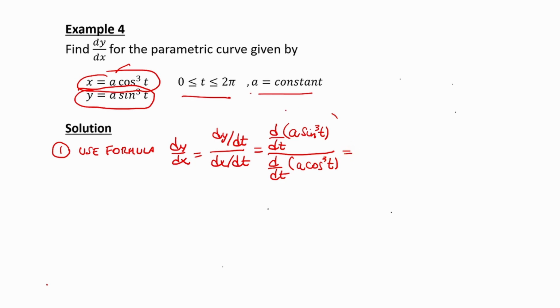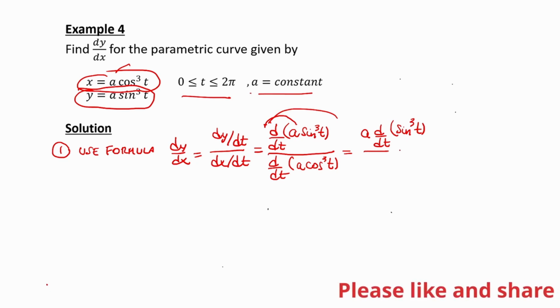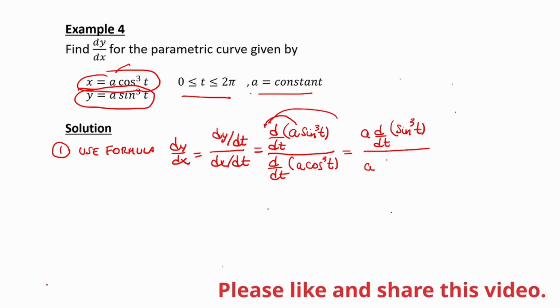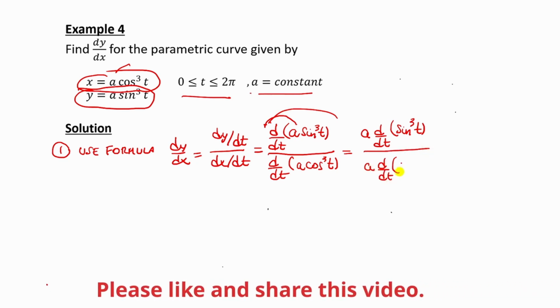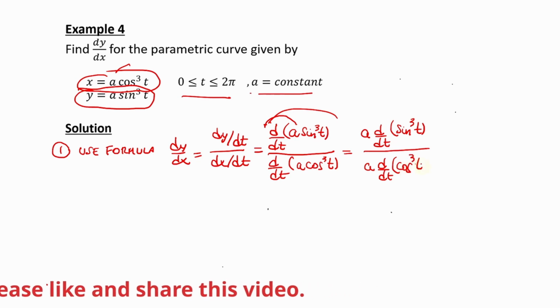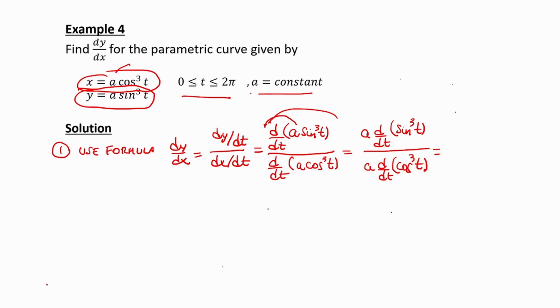Now, on the numerator here, the derivative of a sine cube of t. Since a is a constant, we can just remove it from the parentheses, and it will be a, the constant, times the derivative of sine cube of t. On the denominator, it will be a times the derivative of cosine cube of t. We continue. Now we can start canceling this a, because that's a common factor, and the next step will be to take the derivative of sine cube of t.